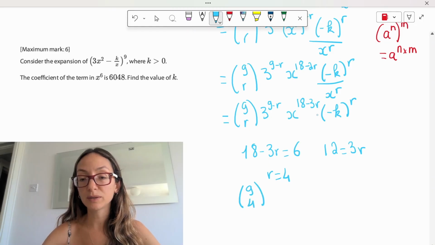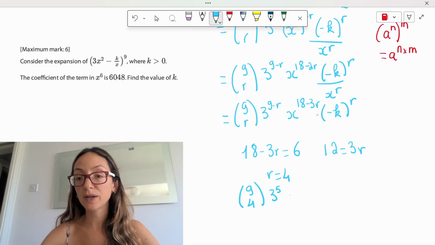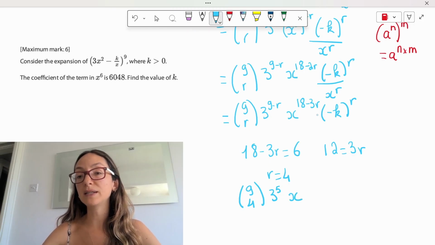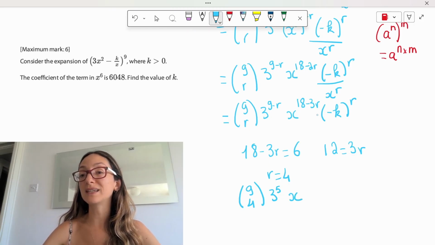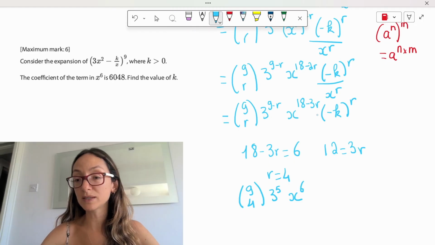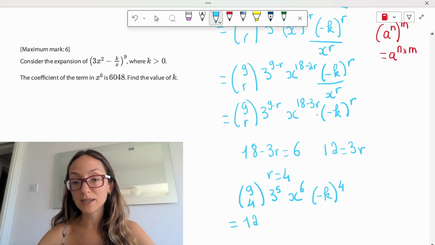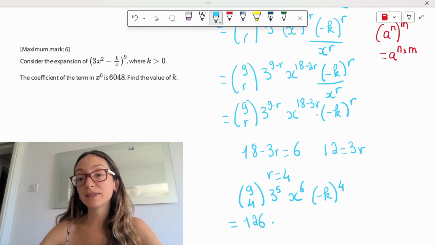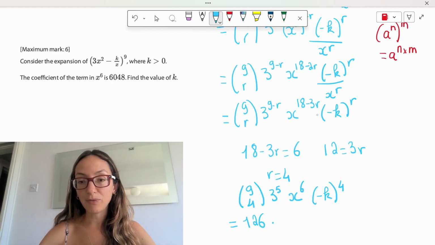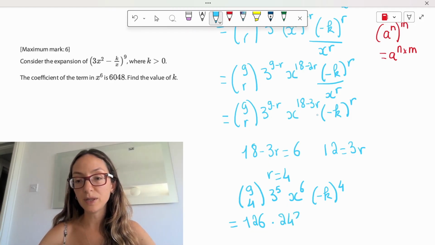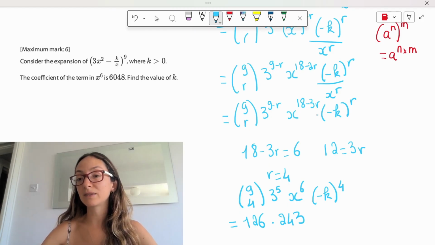9 choose 4, 3 to the power of 9 minus 4, that is to the power of 5, x to the power of 18 minus 3 times 4, that's 18 minus 12, which gives us 6 as required, and then minus k to the power of 4. Now, 9 choose 4 is 126. Again, you can use your calculator to find these values. Then 3 to the power of 5 is 243. And then I'll leave out the x at the end. We have minus k to the power of 4.